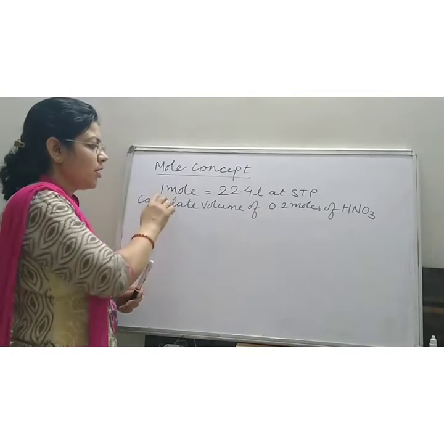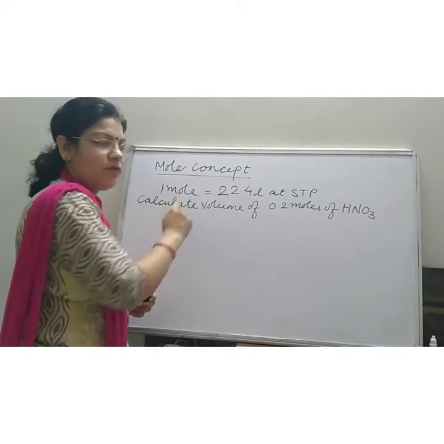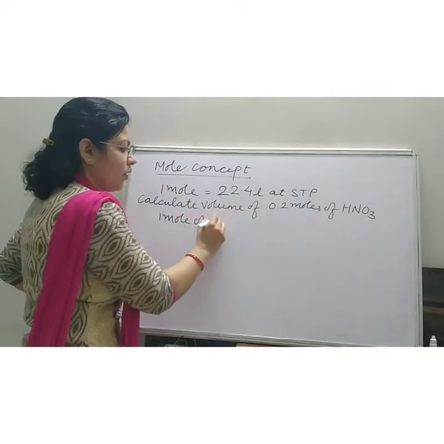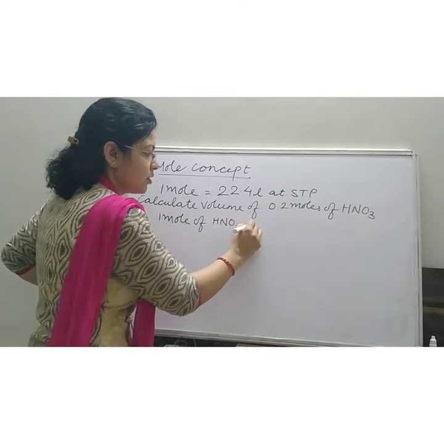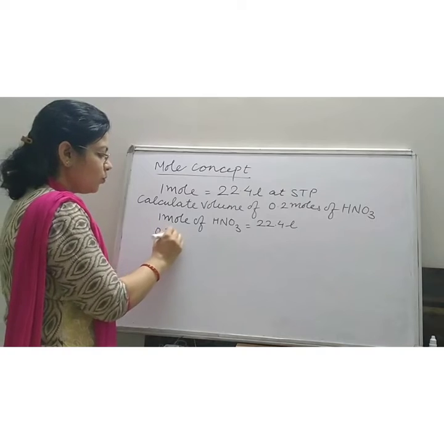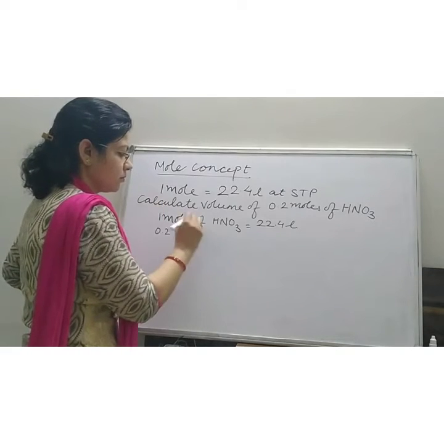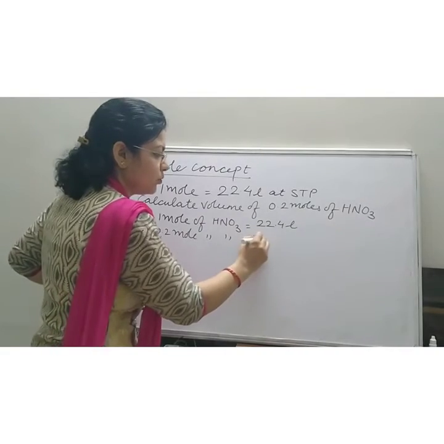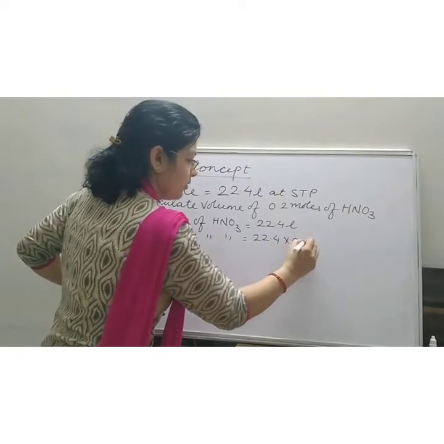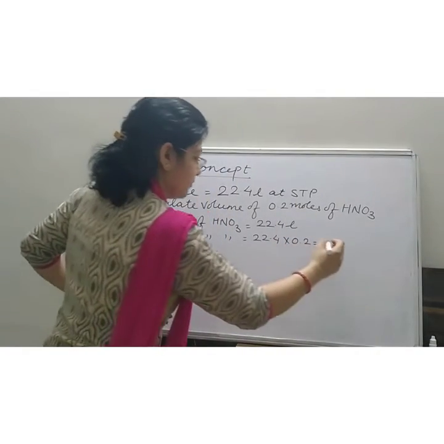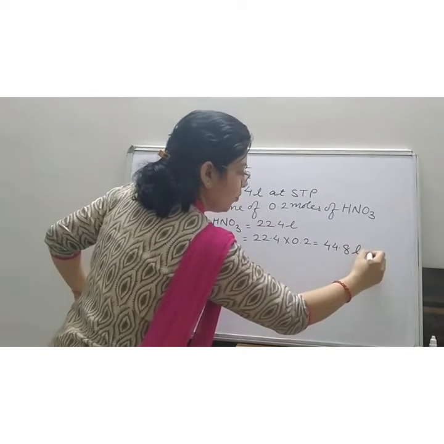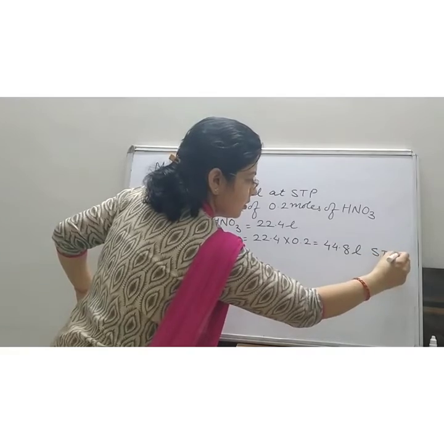As we know that there is a relationship between 1 mole and 22.4 liters, so 1 mole of nitric acid is equal to 22.4 liters, and 0.2 moles of nitric acid is equal to 22.4 multiplied by 0.2. That comes out to be 44.8 liters, provided the condition is STP.